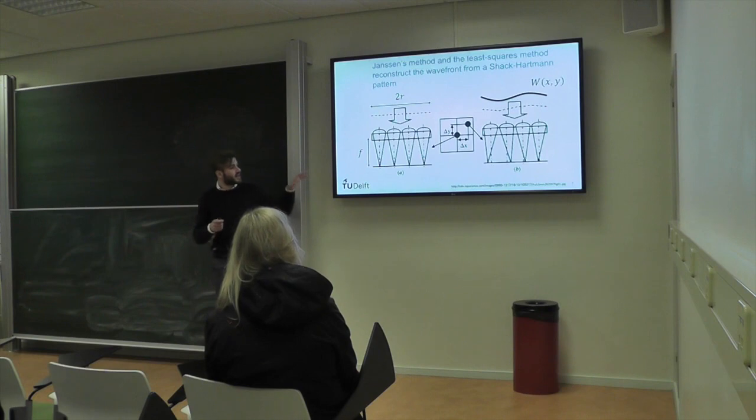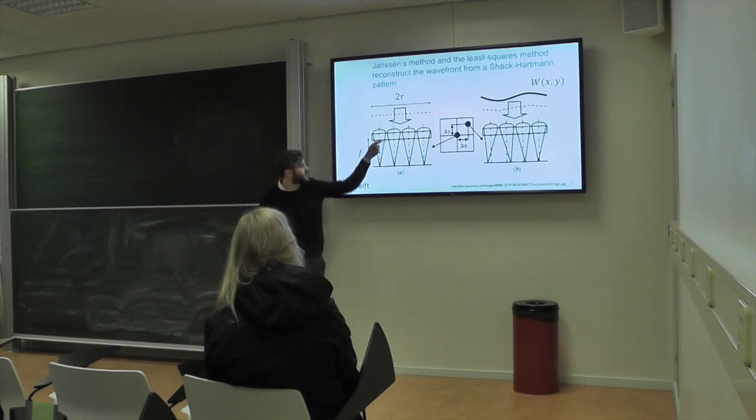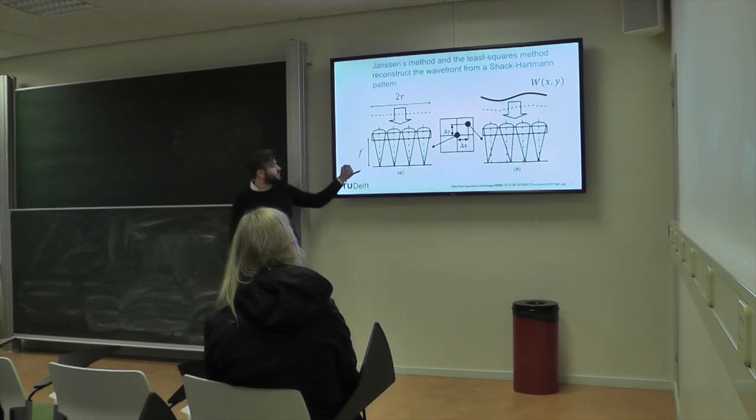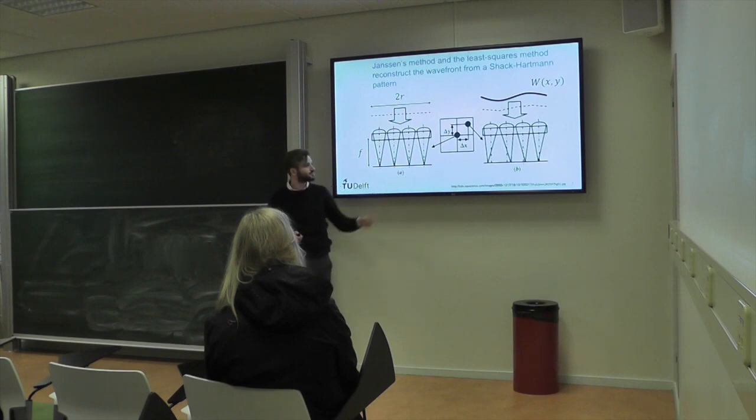What we see here is a side view of a Shack-Hartmann sensor with these lenslets here and a CCD camera on the bottom. And these lenslets are placed the focal distance away, such that if a flat wavefront comes in, it will create a spot pattern.